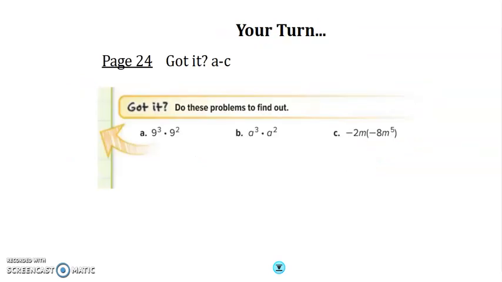Alright, so what you're going to do now is you're going to try a few on your own. So on page 24, I want you to try the Got It problems A through C. And if you don't have your book, go ahead and just pause it and write these out on a sheet of paper.